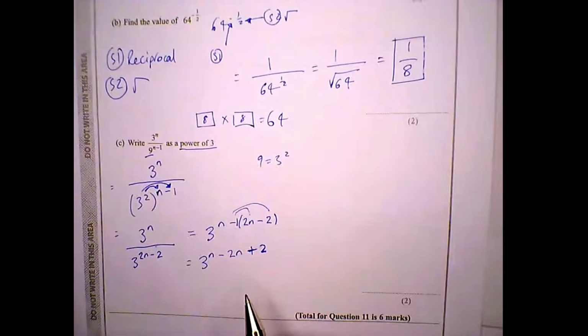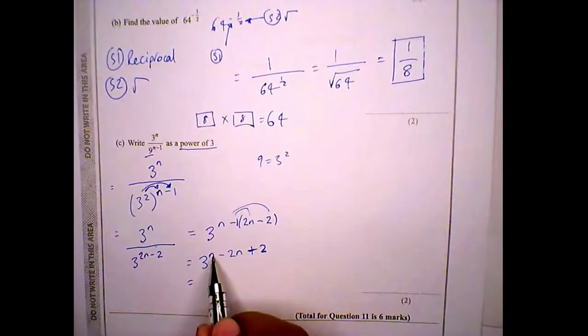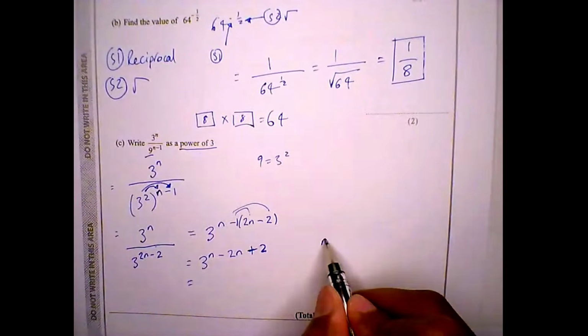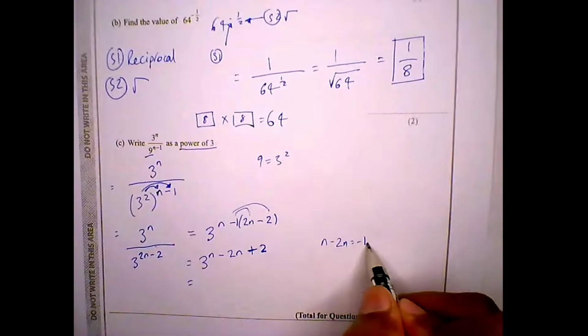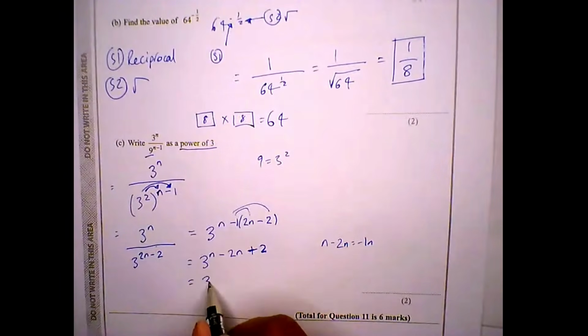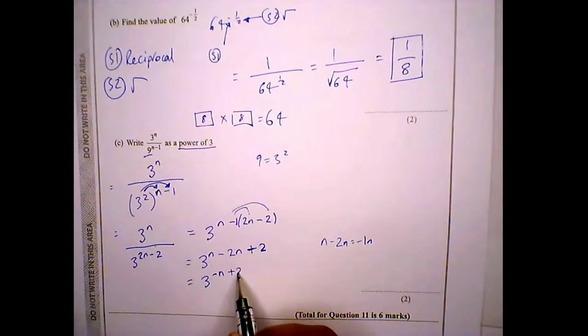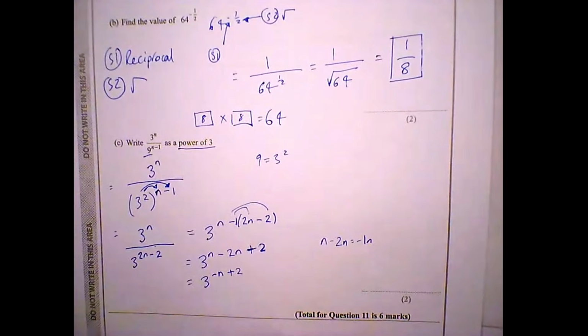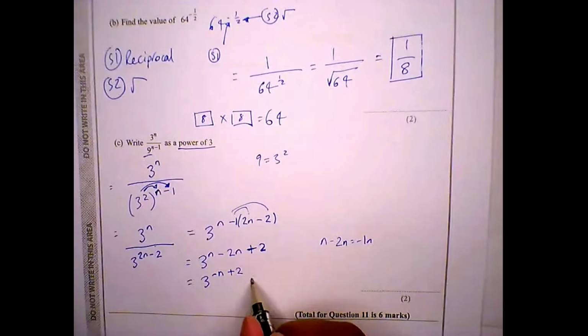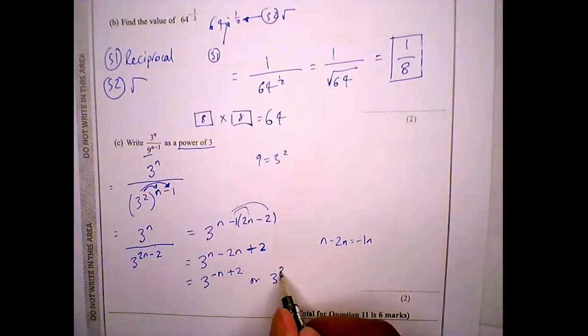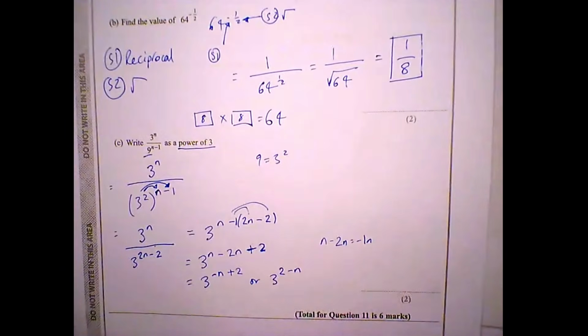And so now I've got n take away 2n, which is minus 1n. So I'm going to have 3 to the power minus n. I don't need to write 1n plus 2. And you could write this out neatly if you wanted. You can write it out as 3 to the power 2 minus n. And that is my final answer.